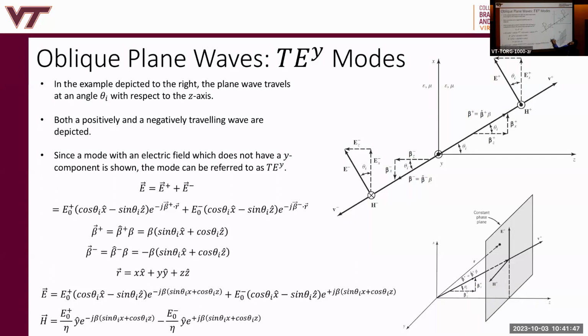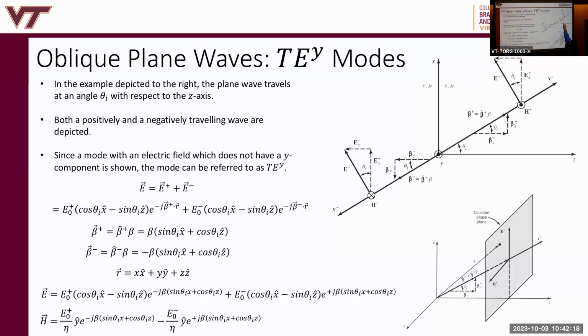So in this example depicted on the right, we have two waves still, one traveling in the plus direction, one traveling in the minus direction. But now the plus direction here, V plus, is not along the z-axis, but rather makes some angle, theta incident, with respect to the z-axis. So it's traveling in a direction which is not aligned with the z-axis, an oblique traveling wave. There's also a minus traveling wave, which is traveling in the opposite direction, V minus, all right?